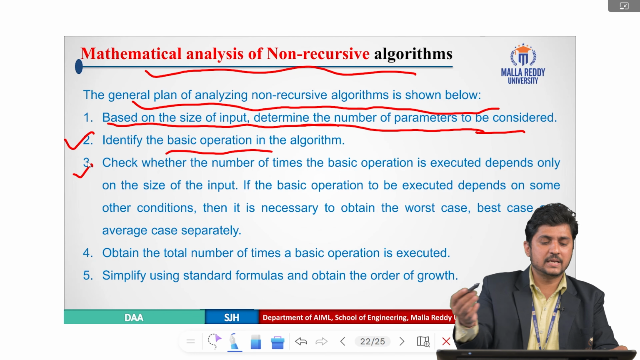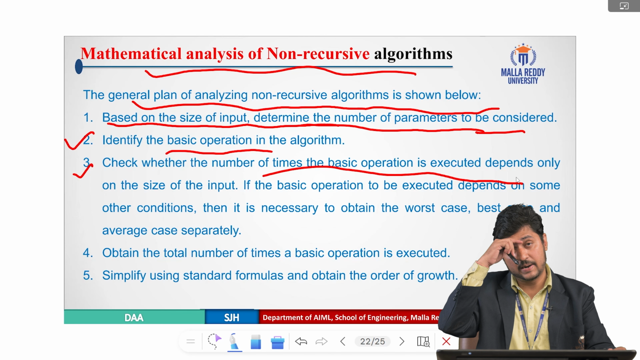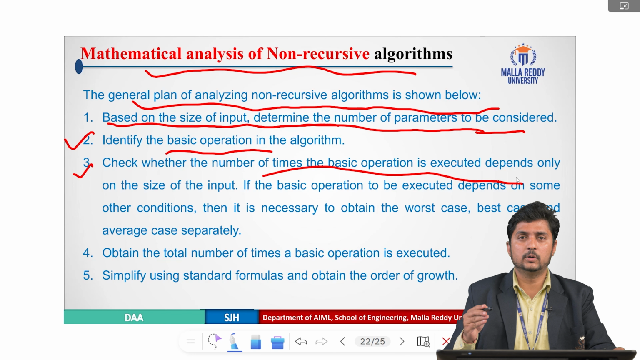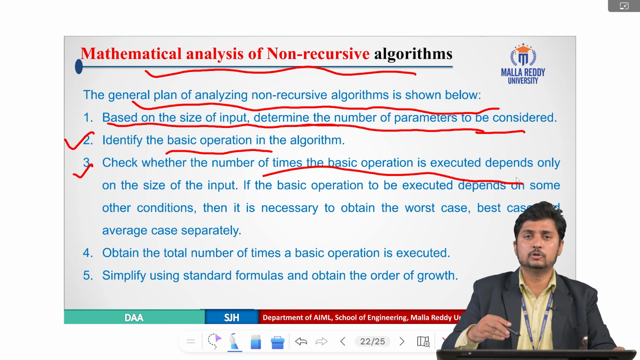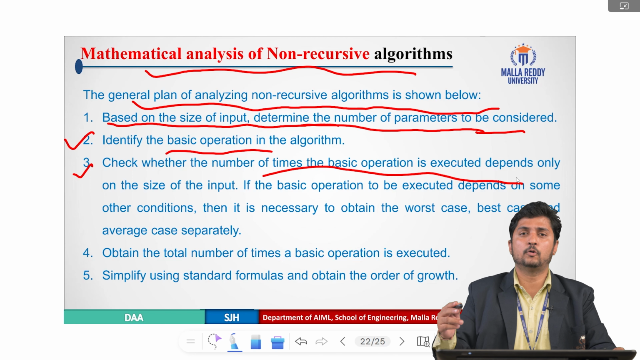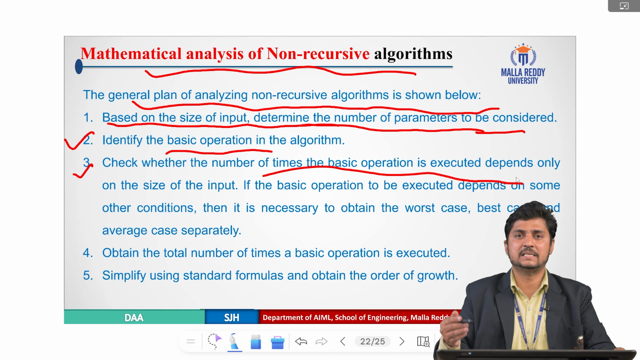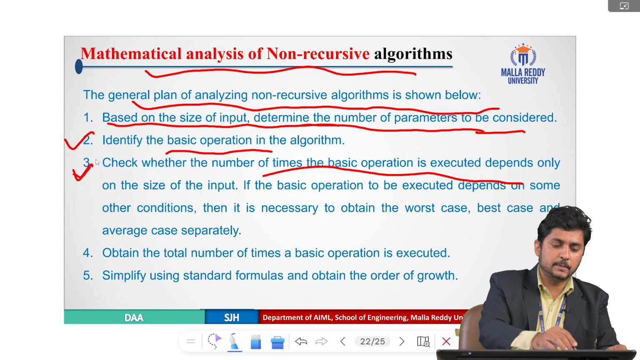Then coming to the third step, we need to check whether the number of times the basic operation is executed depends only on the input size. If it depends only on the input size, then we need to compute only the worst case. Otherwise, if it also depends on other properties, say the position of the element as we discussed in linear search, it may change. That means execution time will also vary. In that situation, we need to investigate the best case, worst case and average case separately. So that is all with respect to step number 3.